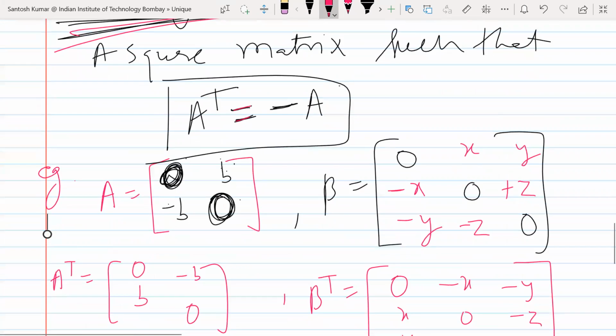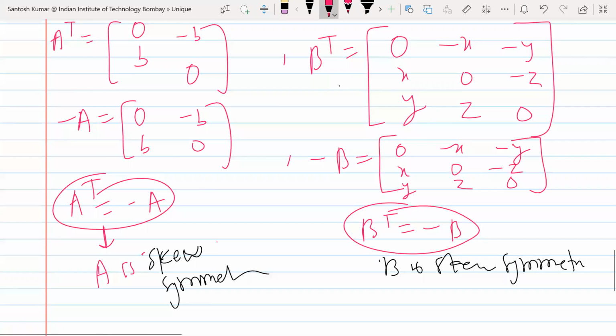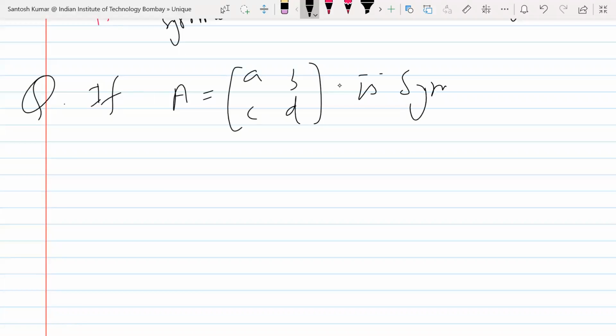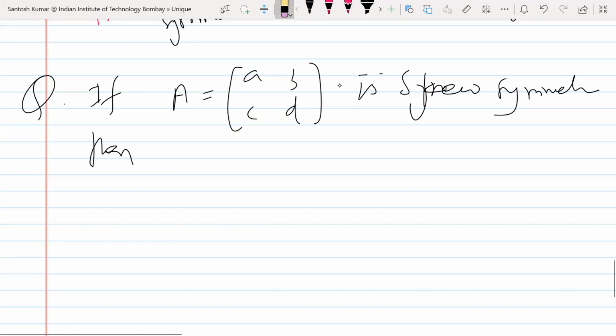So what if I ask you a question: if A, let me call it A, B, C, D, is skew symmetric. In general, A, B, C, D, you write any matrix. This is skew symmetric. Then the question is, find a relation between A, B, C, D. Yeah, the question may be: what are the conditions for which A will be skew symmetric?